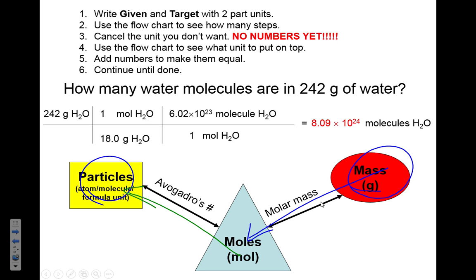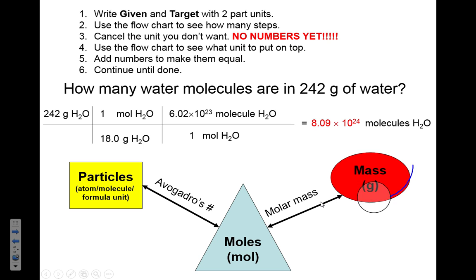Multiply everything on out, round to 3 sig figs because 242 had 3, 18.0 had 3, Avogadro's number had 3. The other two were exact, so my smallest number is 3, so I'm going to round my calculator answer to 3 sig figs, and I get 8.09 times 10 to the 24th. So this is the type of problem that you're going to be doing in today's homework. And remember, the key is the flow chart.